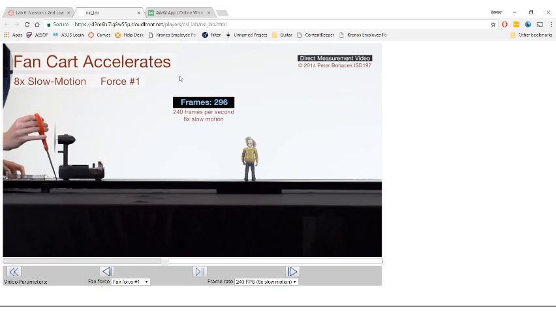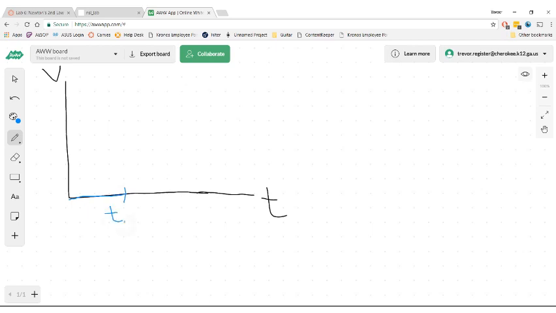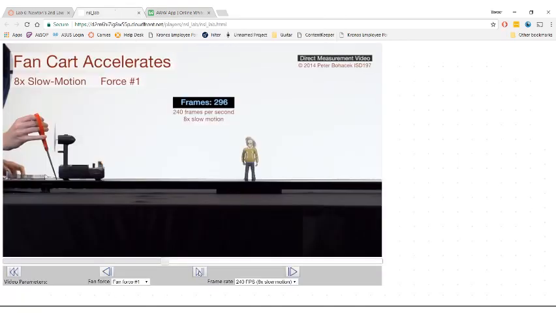Now, that's not the number of seconds. To figure out the number of seconds, we have to do 296 divided by the frame rate. There are 240 frames in a second, and there have been 296, so I should get something a little more than 1 second. If I do 296 divided by 240, I get 1.233. So I'm going to go back over here and call this T1 equal to 1.23 seconds.